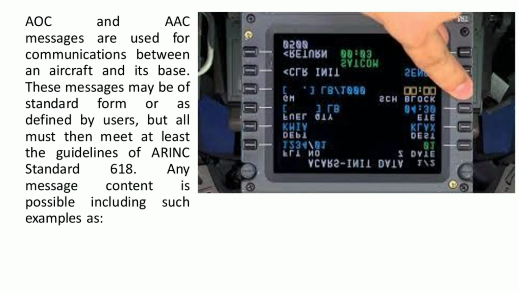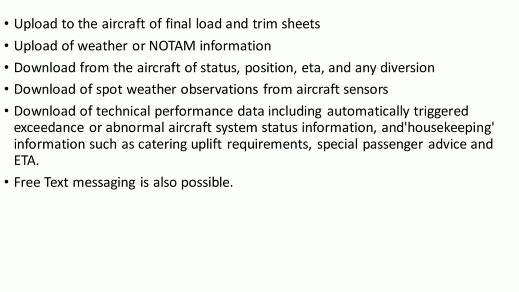Any message content is possible, including such examples as upload to the aircraft of final load and trim sheets, upload of weather or NOTAM information, download from the aircraft of status, position, ETA, and any diversion, download of spot weather observations from aircraft sensors, download of technical performance data including automatically triggered exceedance or abnormal aircraft system status information, and housekeeping information such as catering uplift requirements, special passenger advice and ETA. Free text messaging is also possible.